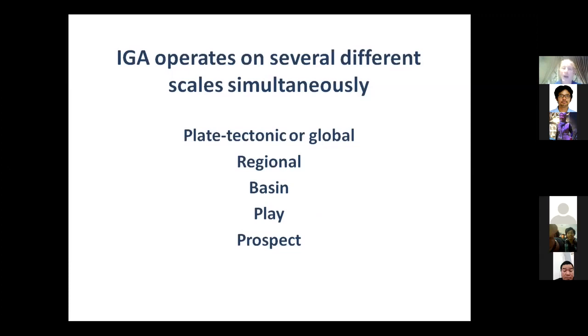So we will be operating simultaneously on several different scales, and we'll have to adjust our objectives and our application to view it on a prospect scale, to get new ideas and relationships from it.